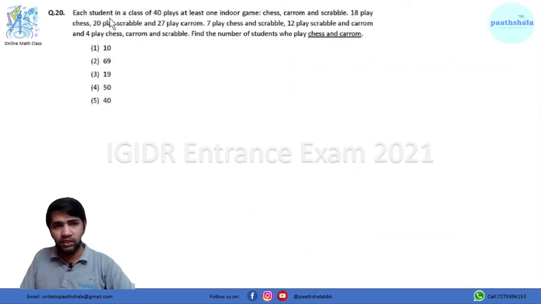So here it is, each student in a class of 40 students, so total students are 40, at least one plays indoor games, that is chess, carom and Scrabble. 18 play chess, 20 play Scrabble, 27 play carom, 7 play chess and Scrabble, 12 play Scrabble and carom. Now 4 play chess, carom and Scrabble, that is all 3. Now you have to find the chess and carom students.